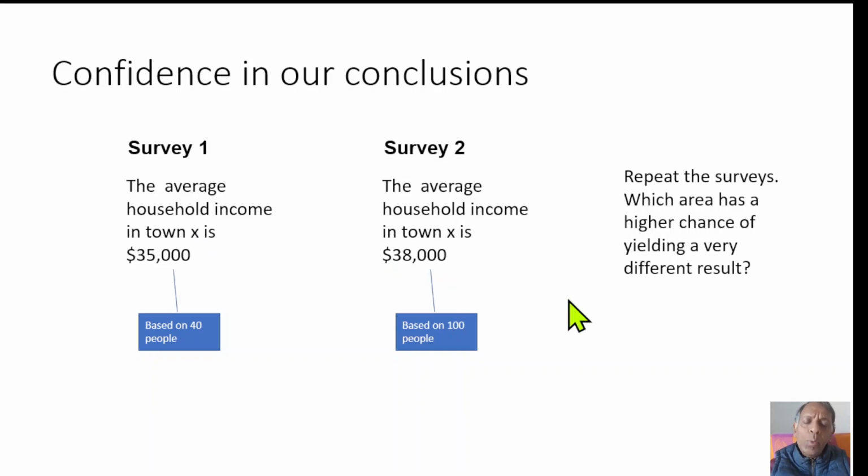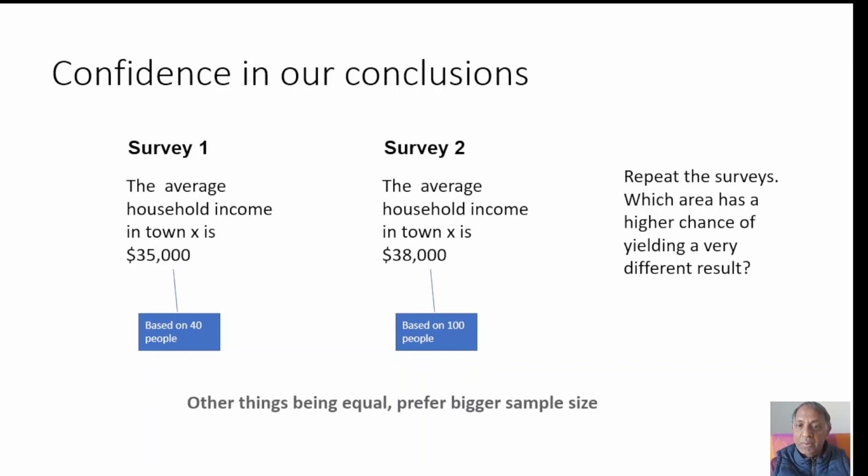So in other words, what we are saying is if I base my decision on a larger sample size, I am safer. My decision is more likely to be correct. I'm only saying more likely to be correct. There's no certainty, but statistically there's a smaller chance that we would get something off. That's really the basis of statistics. So other things being equal, prefer the larger sample size.